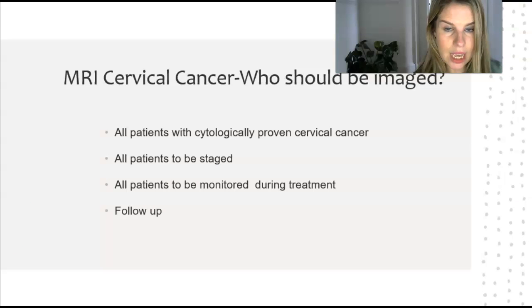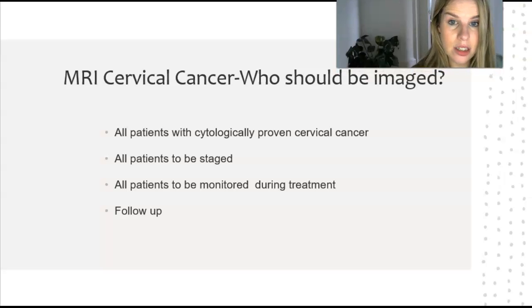So who needs to be imaged in the case of cervical cancer? Essentially all women who have had a cytologically proven cervical cancer. What we mean by that is that they have had a smear test and it's shown that there are cells that are suspicious of malignancy. So they all need to be imaged with MRI. And all patients need to be staged as well. And then any patients who are going through treatment and have to be monitored in terms of their response to treatment, they'll have MRIs throughout. And then patients who are in remission and have to be followed up. So MRI plays quite a big role in the imaging of women with cervical cancer.